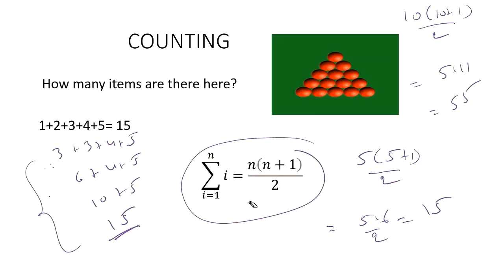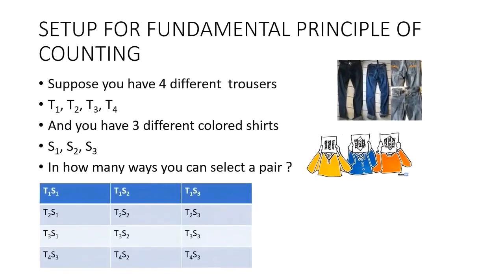Similarly, in order to count the number of permutations and the number of combinations, we have to develop some counting techniques. And the special counting technique that we are going to develop in this chapter is the fundamental principle of counting. Before going into it, we will see what the fundamental principle of counting is going to tell us.